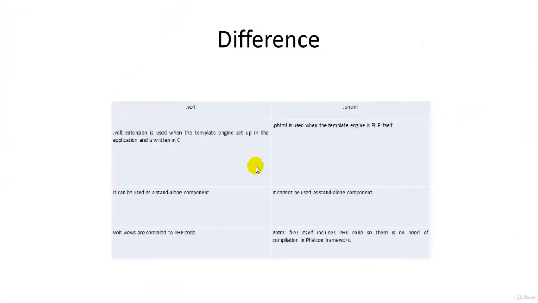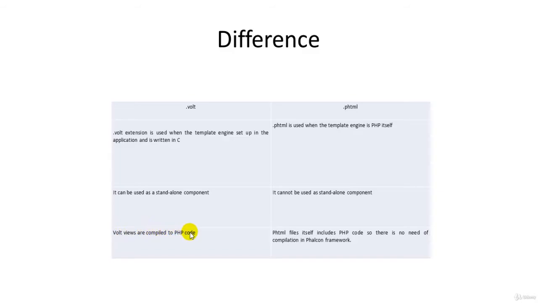So this is the difference between them. Major differences have been listed over here, Volt file and .phtml file. The Volt extension is used when the template engine is set up in the application, and it is written in C. .phtml is used when the template engine is PHP itself. Volt cannot be used as a standalone component because it comes with a combination of C as well as PHP.